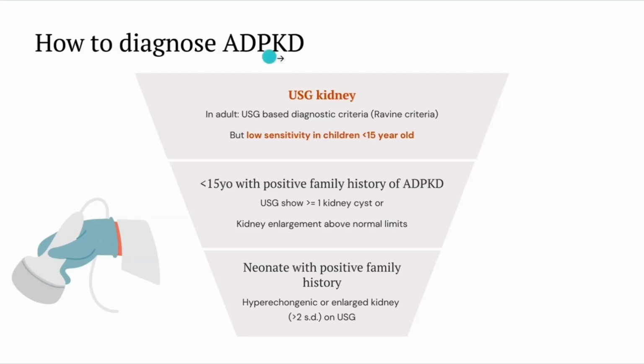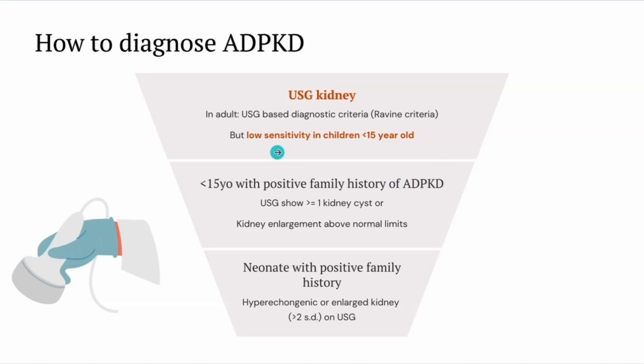So how do we diagnose ADPKD? Okay, so we need to show there are many cysts in the kidney, right? So we need an ultrasound of the kidney. In adults, it's easier because they have well-established ultrasound-based diagnostic criteria. However, these criteria have low sensitivity in children less than 15 years old. So then you will ask, how do we diagnose?